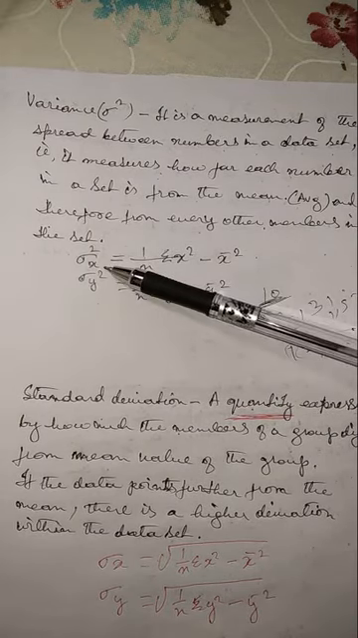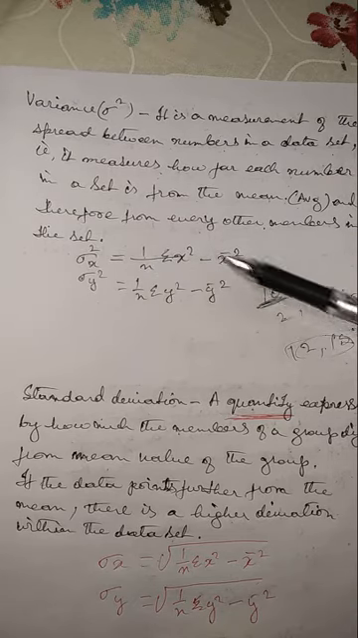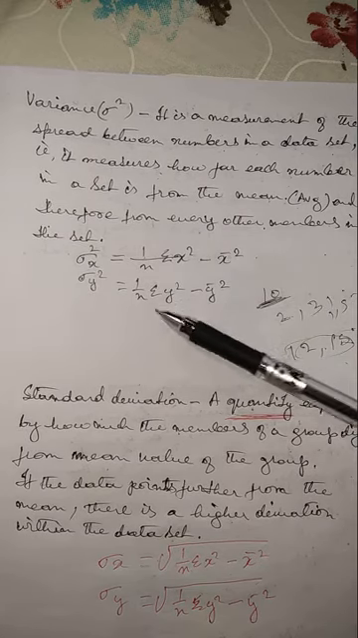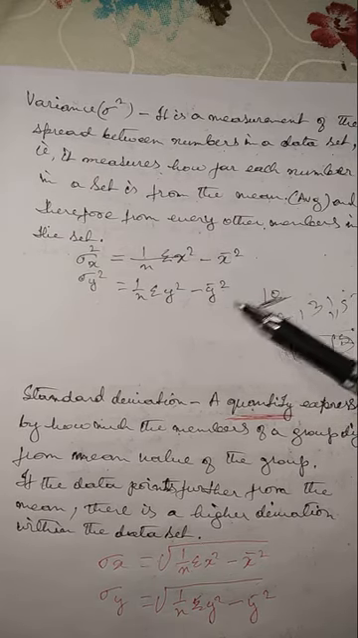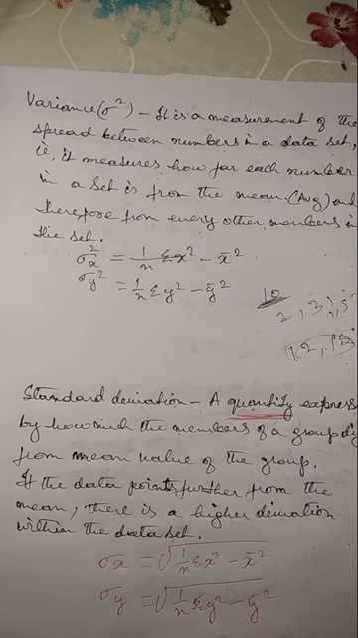The formula for the variance of x is 1 by n summation x square minus x bar square, and the variance of y is 1 by n summation y square minus y bar square. Okay, and then another term is standard deviation.